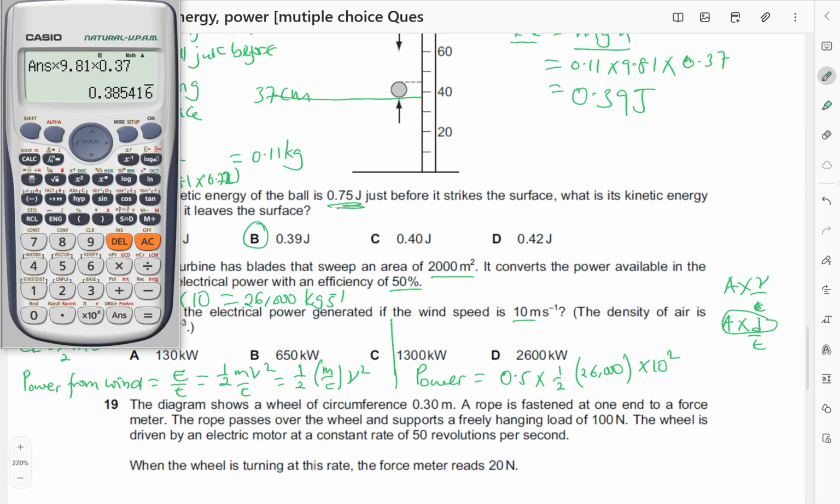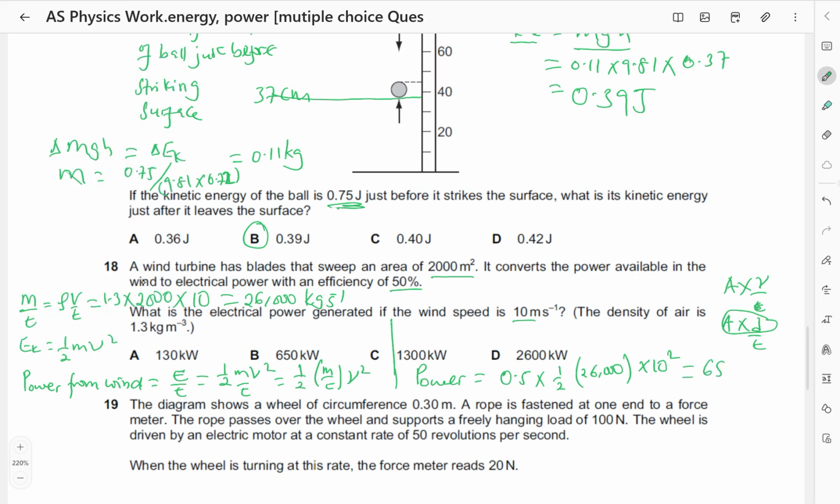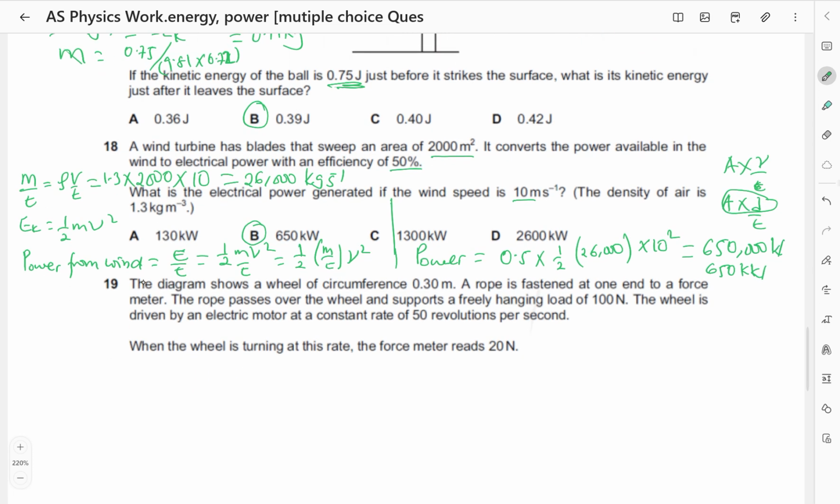So I'll just press my calculator here, 0.5 times 26,000, then times 10 squared. There's another a half, which is going to be divided by 2. So I'm getting 650,000. So this is going to be 650,000 watts, which is 650 kilowatts. So the answer here is going to be B.